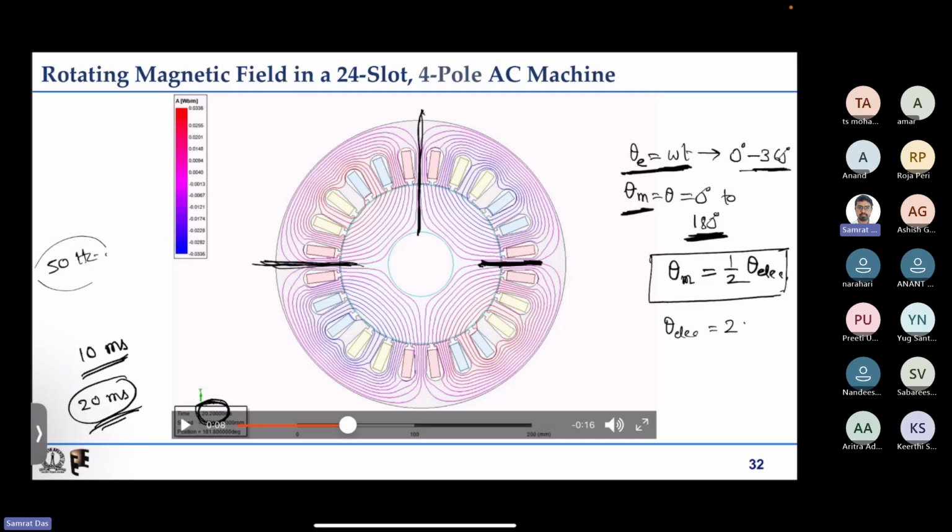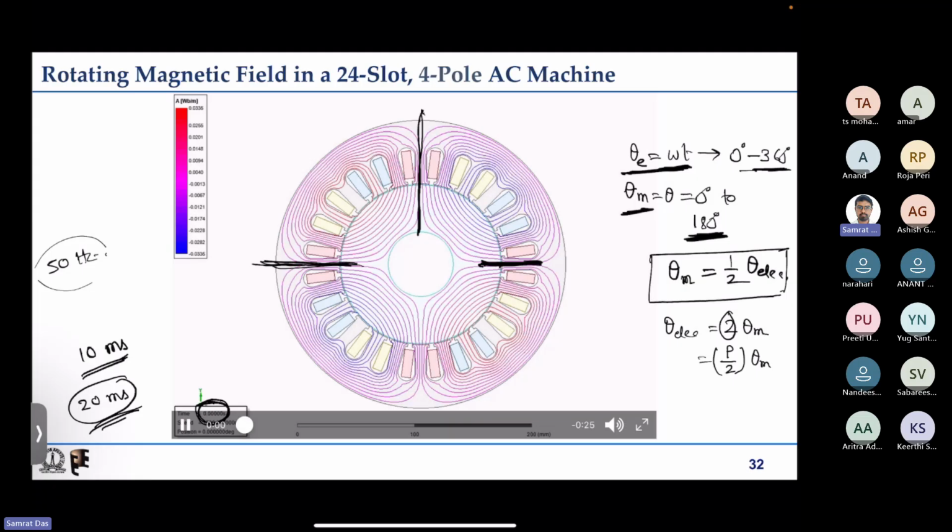So this gives us this relationship that theta m is half of theta electrical, or theta electrical is twice that of theta mechanical, and 2 is nothing but the number of pole pairs here. So theta e equals p by 2 times theta m, where p is the number of poles. So this gives you that well known relationship between electrical and mechanical angles for an AC machine. So you understand, or you can visualize where it comes from.